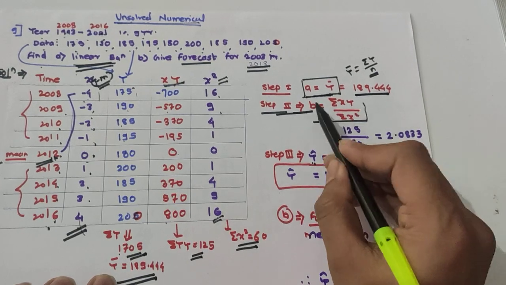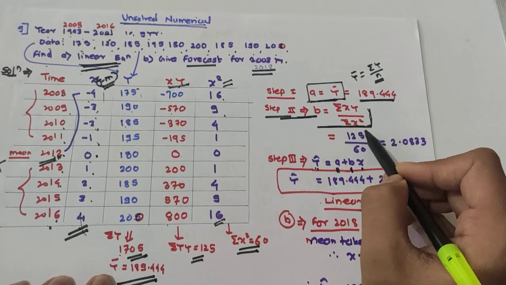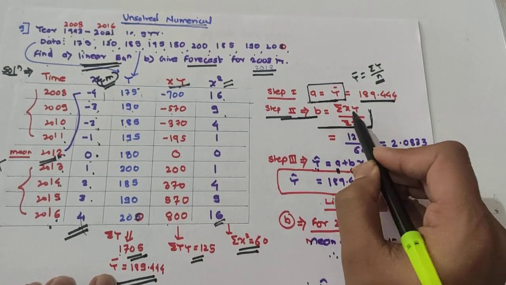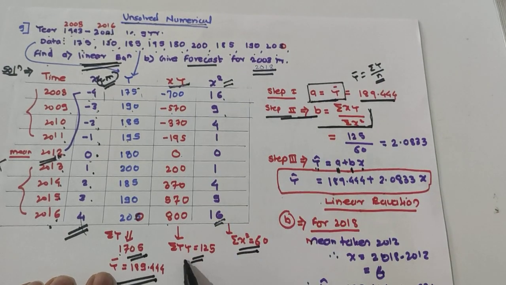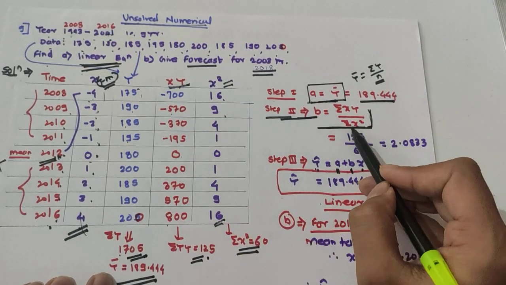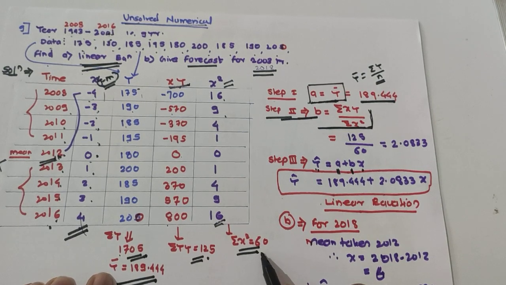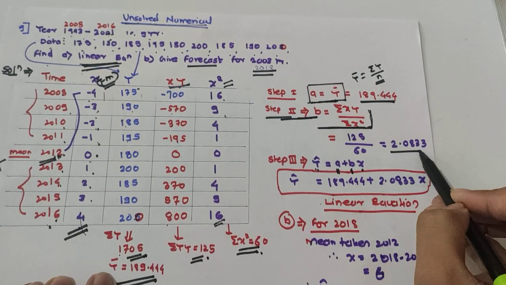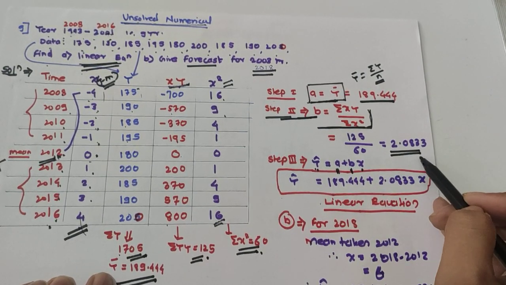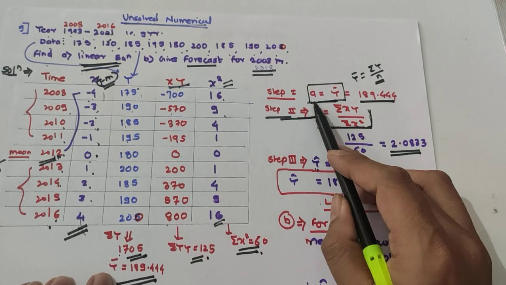Remember the formula. B is summation of xy upon summation of x square. What is summation of xy? You have calculated 125. What is the summation of x square? You have calculated 60. So put in the values, you will get b as 2.0833. So you have calculated the value of a and the value of b.